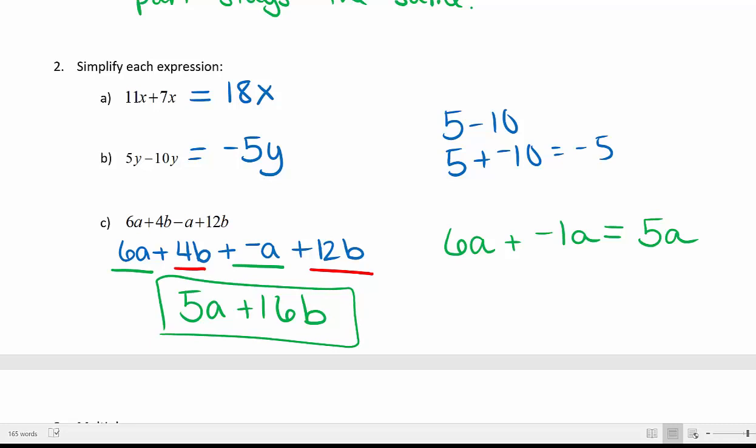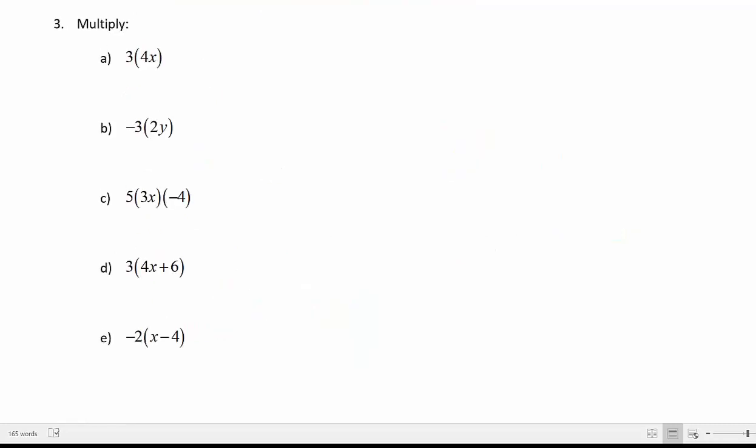They cannot be combined. So to add or subtract variables, we can only combine like terms. When it comes to multiplication, you can multiply in any order you want. So this 3 times 4x means we've got a 3 times 4 times x. And so we just multiply the numbers together. 3 times 4 is 12, and that becomes 12x.